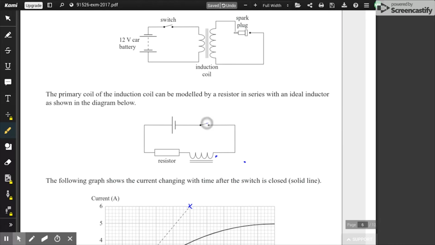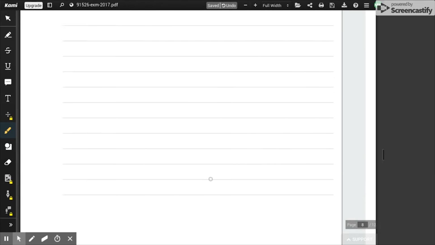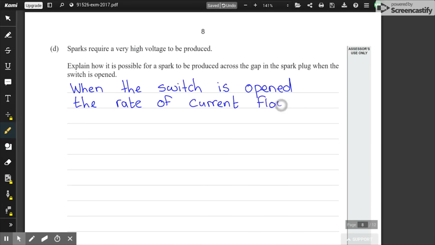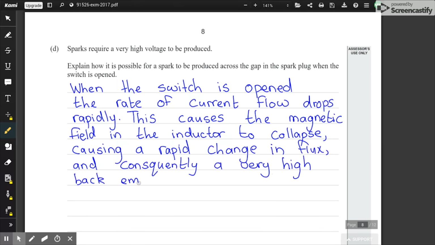So if we were to open the switch here, we would get a rapid drop in current, and that rapid drop in current would be met by a high voltage back EMF from this inductor, which makes more sense to look at this diagram here, which would produce a spark over there. So let's try and make that coherent. When the switch is opened, the rate of current flow drops rapidly. This causes the magnetic field in the inductor to collapse, causing a rapid change in flux and consequently a very high back EMF or opposing voltage.